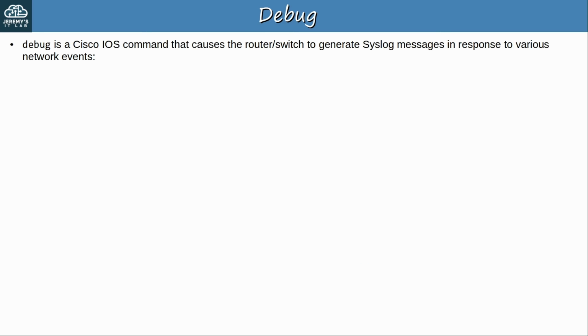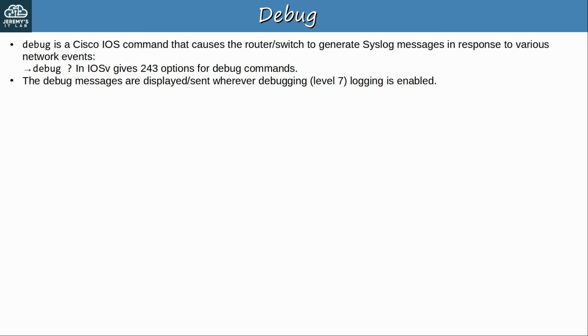Let's get started. Debug is a Cisco IOS command that causes the router or switch to generate syslog messages in response to various network events. There are a lot of different debug commands you can use. Debug, followed by a question mark in IOSv, gives 243 options for debug commands, and most of those have various subcommands to specify what kind of debug you want to activate.